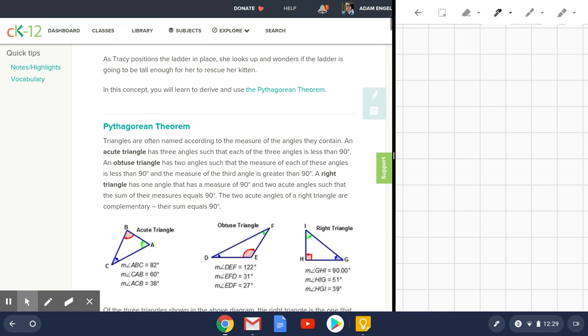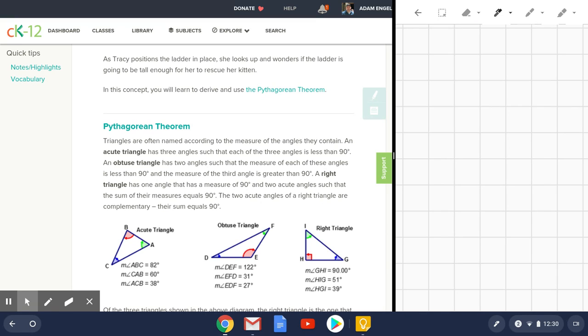So, ladies and gentlemen, we've learned about our angles and our triangles. Triangles are often named according to the measure of the angles they contain. An acute triangle has 3 angles such that each of the 3 angles are less than 90 degrees. We know that. An obtuse triangle has 2 angles such that the measure of each of these angles is less than 90 degrees, but the third angle is greater than 90 degrees. We also have a right triangle. A right triangle has 1 angle that has a measure of 90 degrees and 2 acute angles, so that their sum measures 90 degrees.